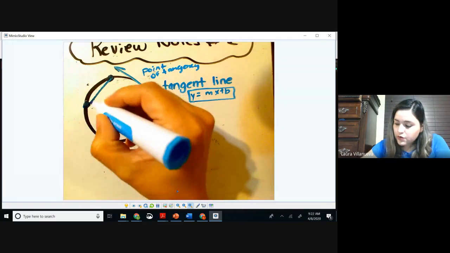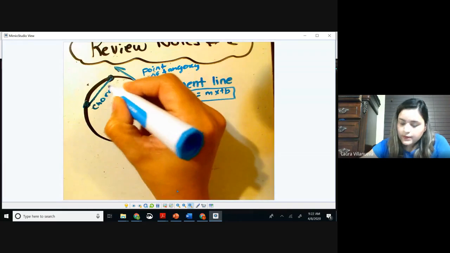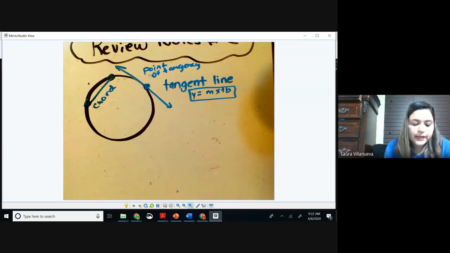So this one, I'm going to do a point here, and I'm going to do a line through that. And this one is called a chord. Now, notice that that chord does not pass through the center of your circle. So therefore, that is not the radius, and that is not the diameter.